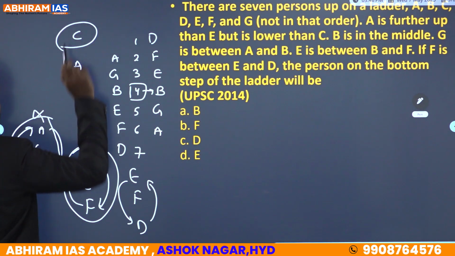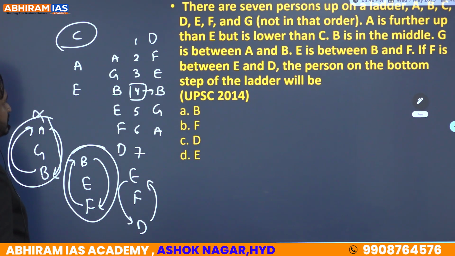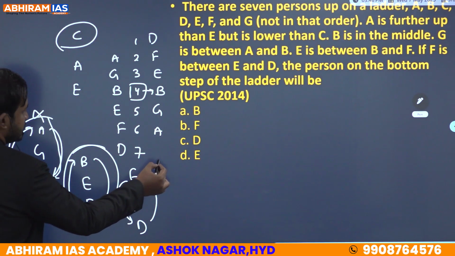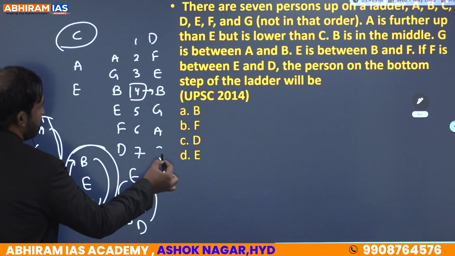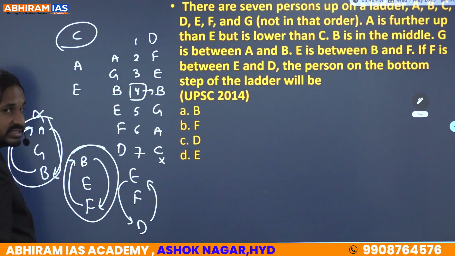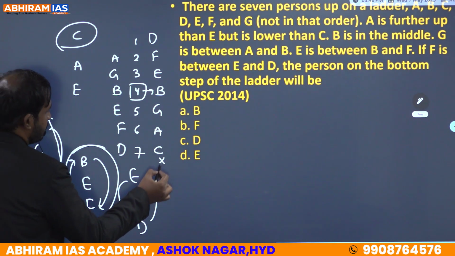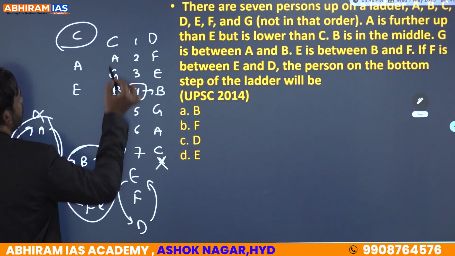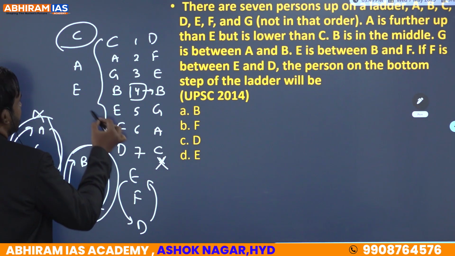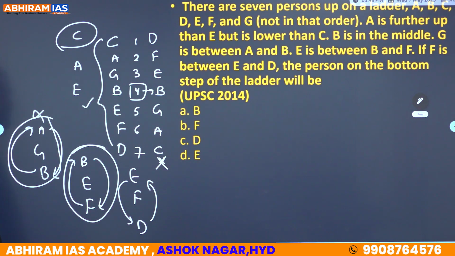C. C should be placed above A. If I take this one as my correct logic, if I place C here, is it correct? Why? Because C is above A. So this perception is completely wrong. So the only option is, this is the correct arrangement for us. C, A, G, B, E, F, D is the correct arrangement.